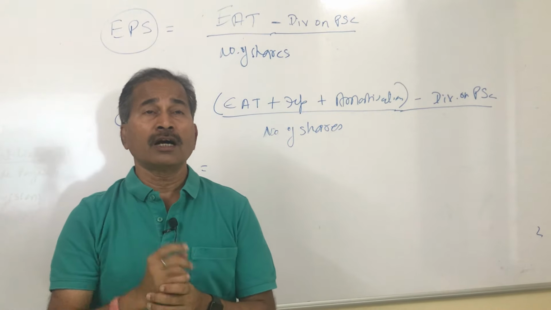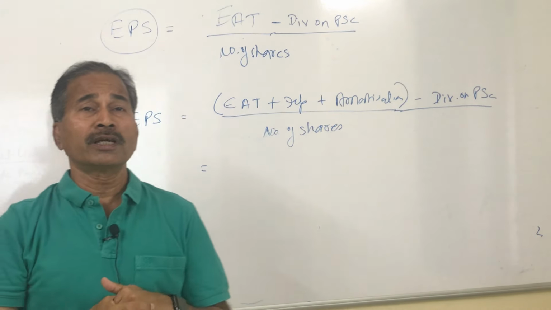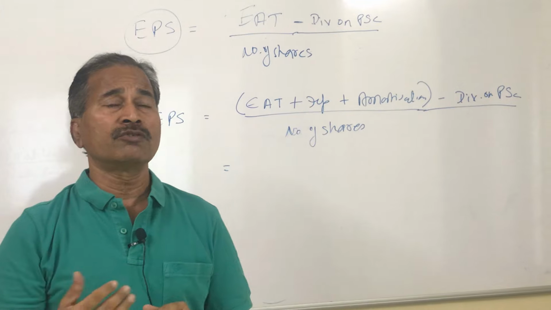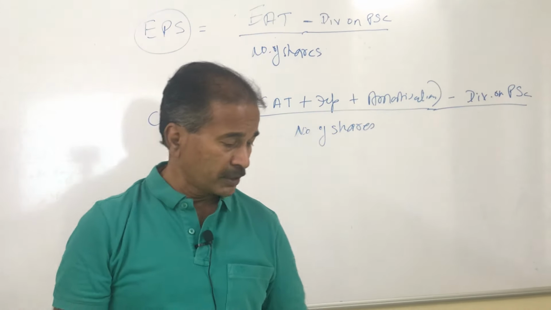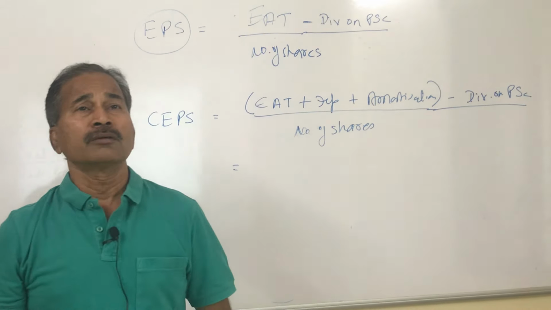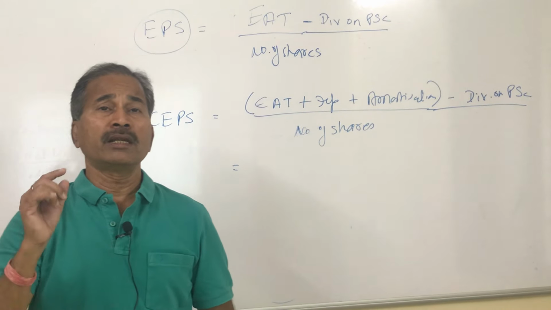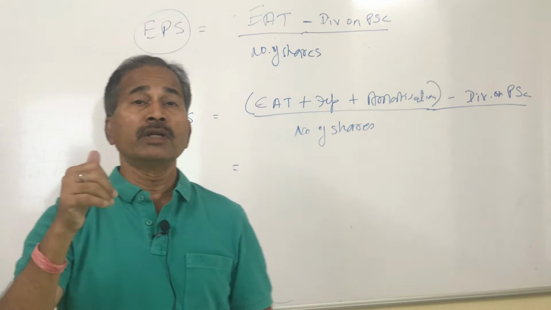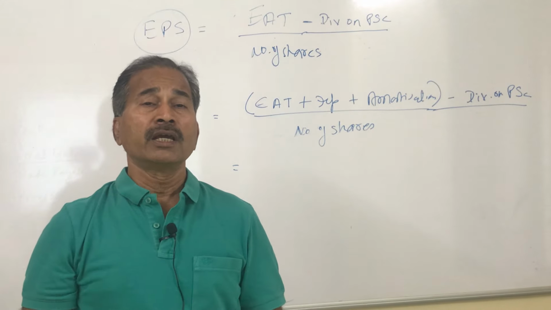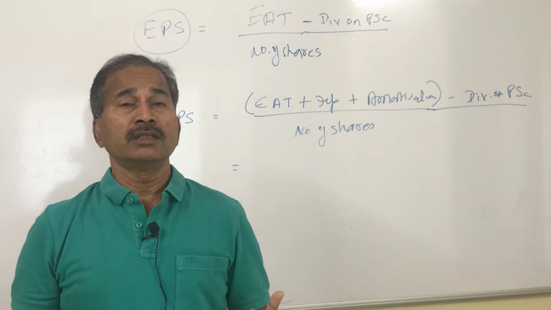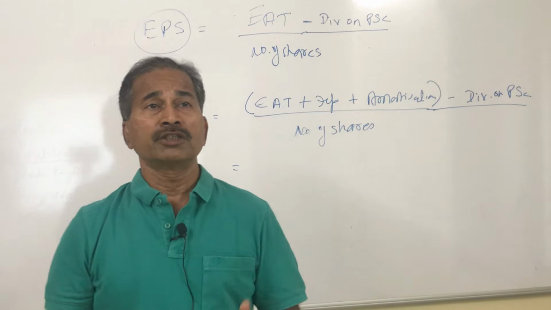So friends, these are the ratios that you will calculate from the perspective of capital providers. You will calculate return on equity, return on capital employed, earning per share, and also the cash earning per share.